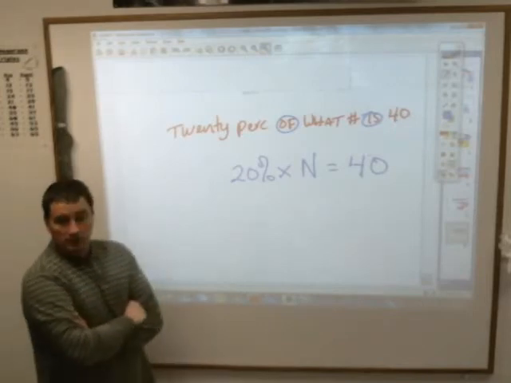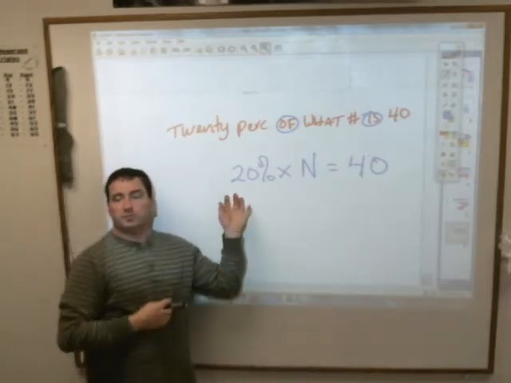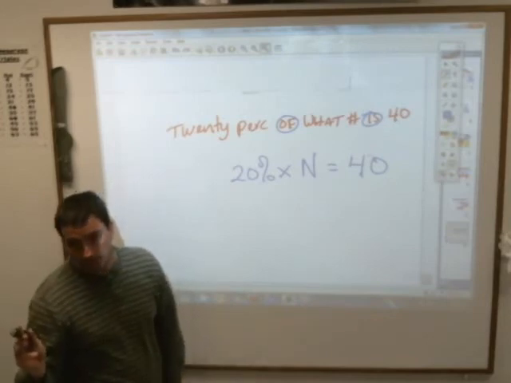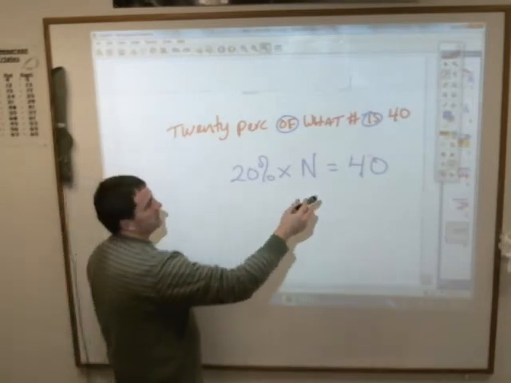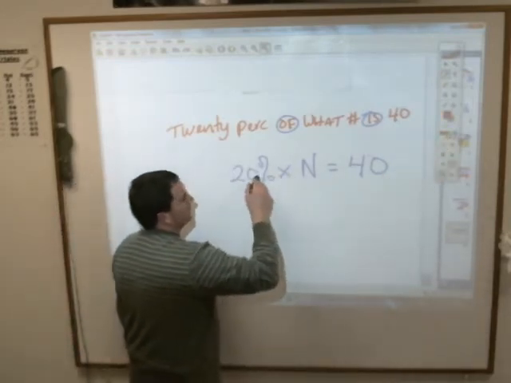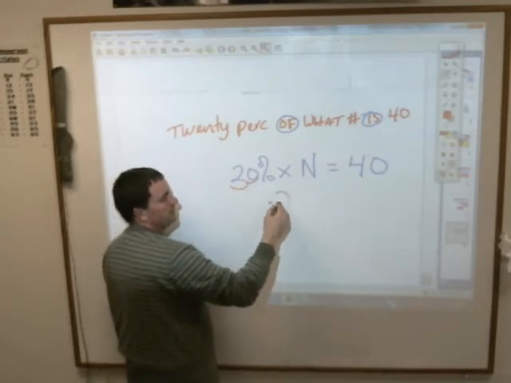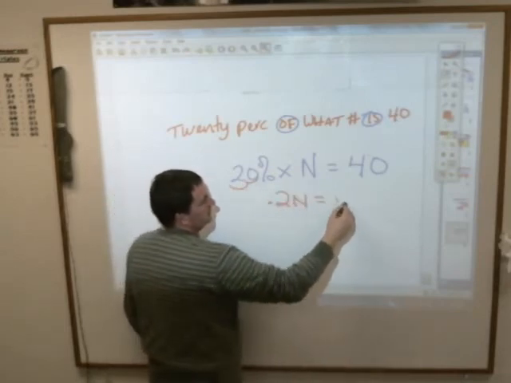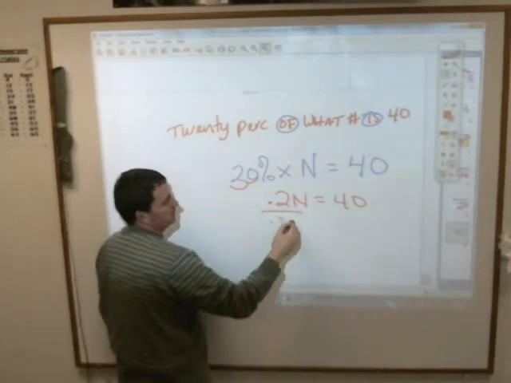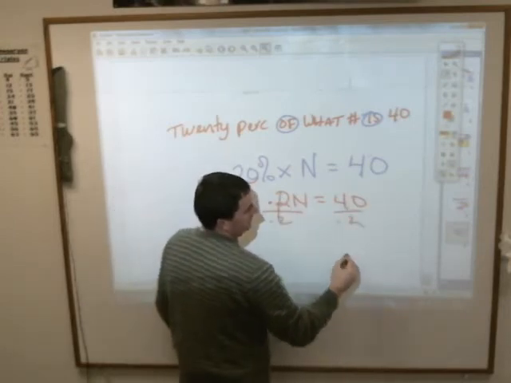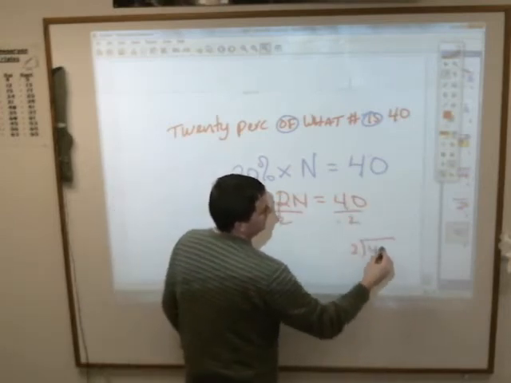Well, it wouldn't be 2. If you're going to divide, it'd have to be, if you change 20% to a decimal, it would change to what? You have to move the decimal 2 places over. 20% is actually the same thing as 0.2. And then you'd have to divide by 0.2. How many times does 0.2 go into 40?